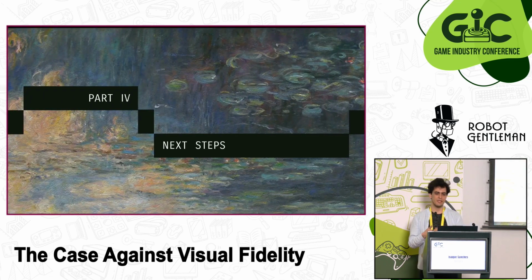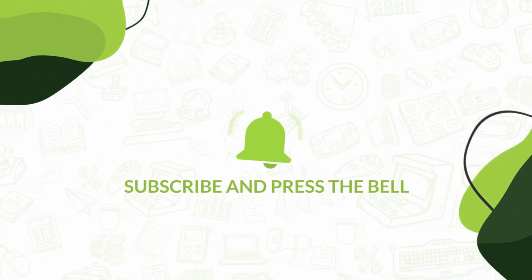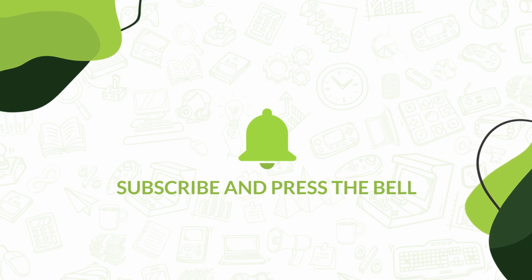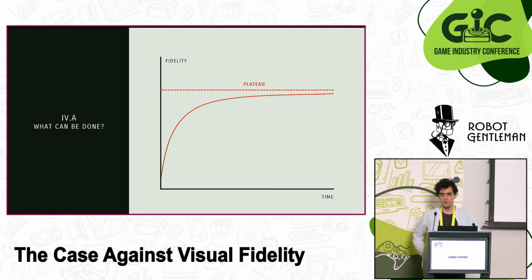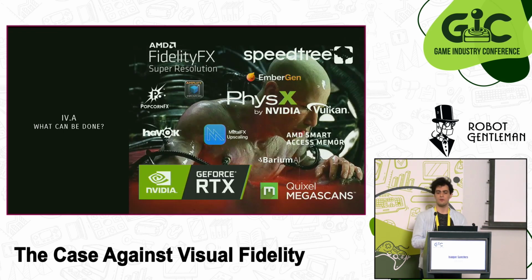So let's look at the next steps, right? That was the case against Fidelity, disproving the case for Fidelity. What can we do? It's simple. We have to debunk the narrative that Fidelity is cost-effective, that progress is inevitable. If there's a ceiling, we have to fight against the myth of the one true sim. We have to retake video games from tech companies and debunk the narrative that we need shiny new tech to sell video games. If there's a ceiling, trying to outdo the competition is a race to the bottom.